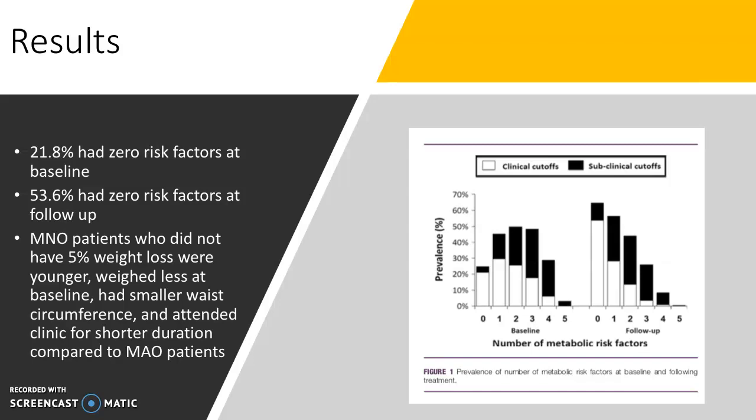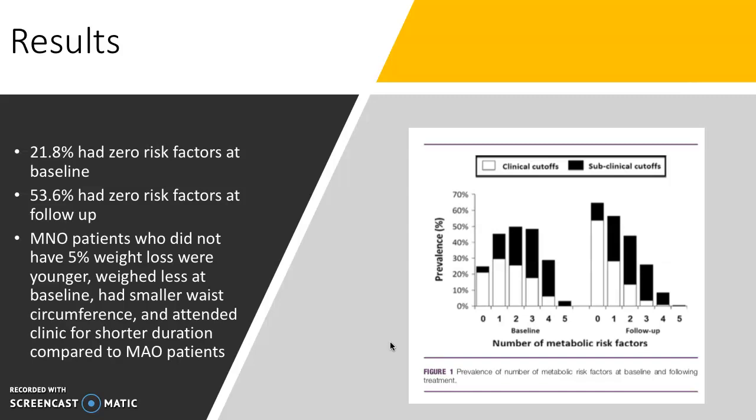Now, if they had used subclinical cutoffs, there would have been a much smaller percentage of people that could have been categorized as metabolically normal at baseline. They would have only had 3.6% of the population as zero risk factors, and at follow-up, only 11.2%. So that's why it really matters what you use to define this metabolically normal obesity, because as you can see, the white is using the clinical cutoffs, and then the black is using the subclinical cutoffs. So it's a much smaller percentage of people if you use subclinical cutoffs that are actually metabolically normal.